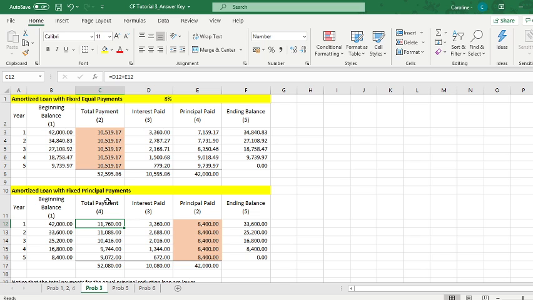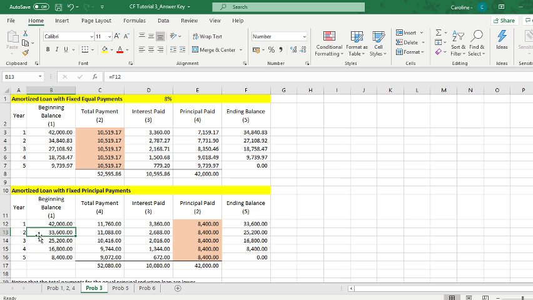The total payment here is found by adding interest paid and principal paid up, and the total payment is this much. The ending balance is calculated by subtracting the beginning balance and the principal paid, the same with the previous one. So you find the ending balance as much as 33,600. The ending balance of the year 1 will become the beginning balance of year 2.